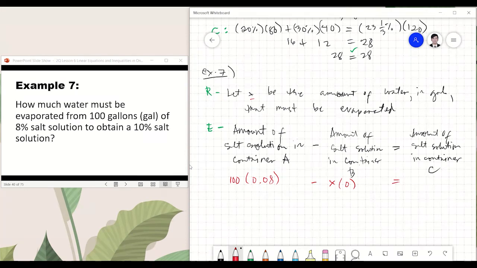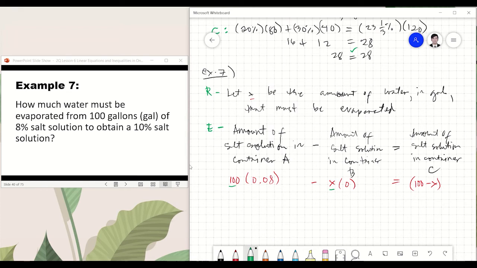And then, ano naman yung resulta kapag nabawasan siya ng tubig? So, in terms of amount, magiging 100 minus x yun. Diba kanina nag-add tayo kasi pinaghalo natin. Ito kasi parang tinanggal natin yung tubig. So, we subtract from the 100 because in container A again, it's 100 gallon and we are removing the water which we still don't know. So, magiging 100 minus x kasi mababawasan.